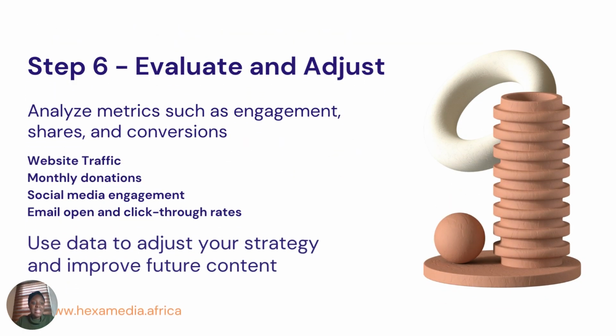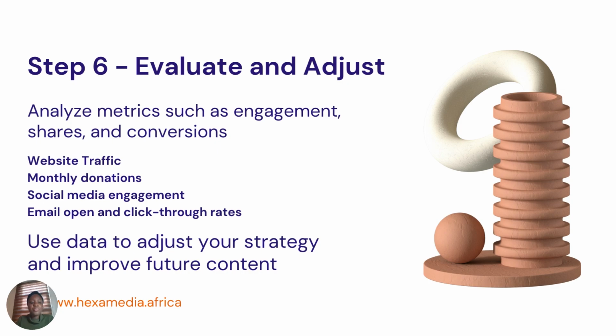Finally, the last step to creating a content strategy is to evaluate and adjust. So what are the metrics you want to track? Now your goal is to increase your monthly giving, people who subscribe to your monthly giving program. So the goal you want to track may be website clicks, how many people you've been able to get at the end, and all of that.